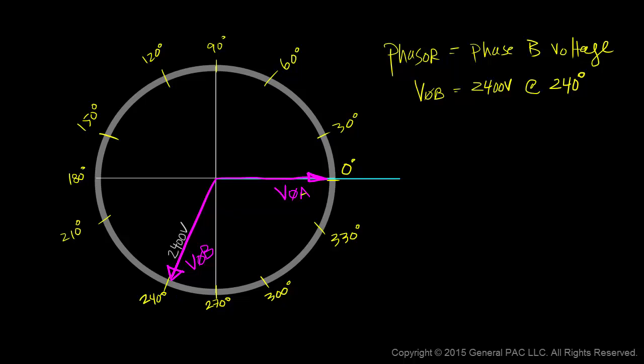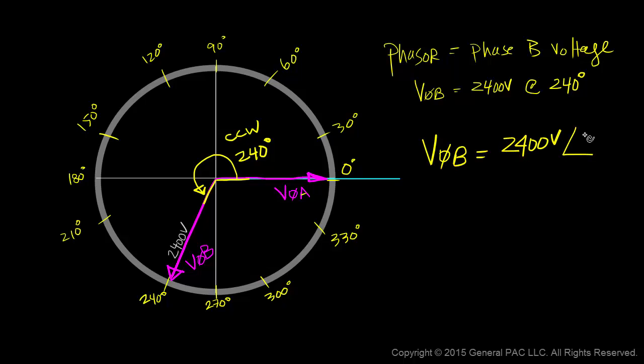So we'll begin at the reference line and rotate in a counterclockwise direction until we get to the phasor. The angle between the reference line and the phasor is 240 degrees. Mathematically, we represent this phasor as phase B voltage equals 2400 volts at 240 degrees.